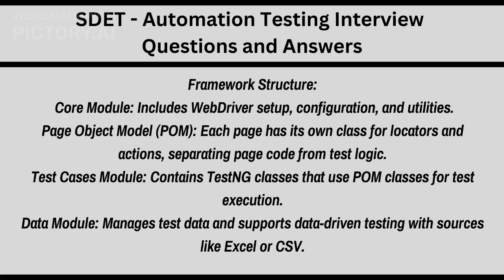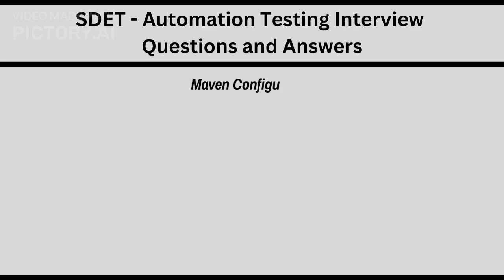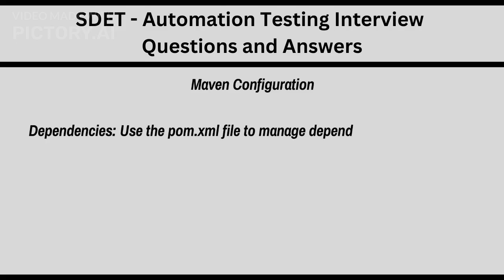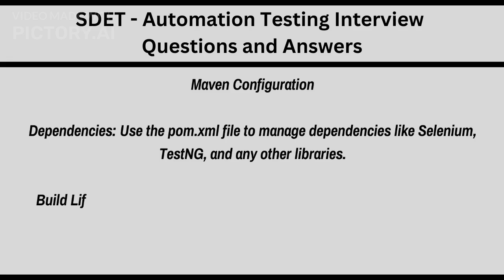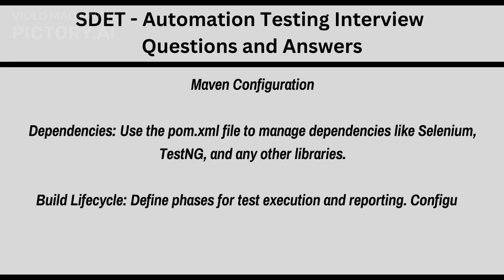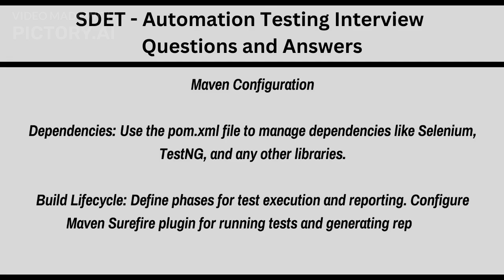Data module manages test data and supports data-driven testing with sources like Excel or CSV. Maven configuration, dependencies. Use the pom.xml file to manage dependencies like Selenium, TestNG, and any other libraries. Build lifecycle. Define phases for test execution and reporting. Configure Maven Surefire plugin for running tests and generating reports.